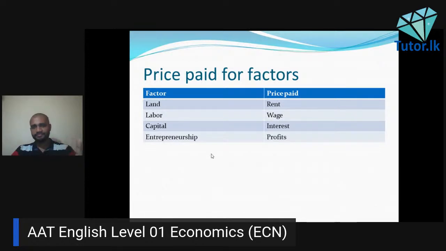So these are the prices paid for the different factors of production. If you take land, you have to pay rent. If you take labor, the companies have to pay wages. If you take capital, the companies have to pay interest. If you take entrepreneurship, the companies have to pay profits. So these are the expectations of the factors of production.